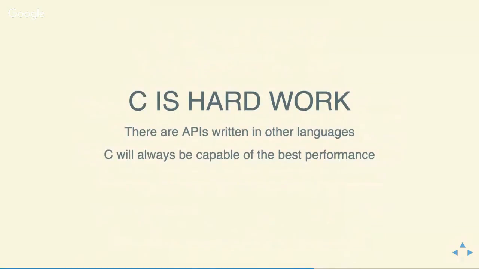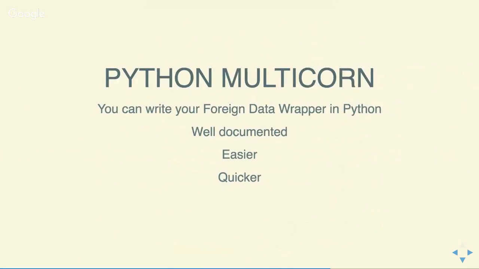Now, C is hard work. Like I said, C is always going to be the most performant solution, but if you want to create a foreign data wrapper quickly, or if the speed of the code is not going to be your primary concern, then perhaps you could use another language. Other languages have implemented layers on top of the C API in order to make your life easier. One of them is Python.